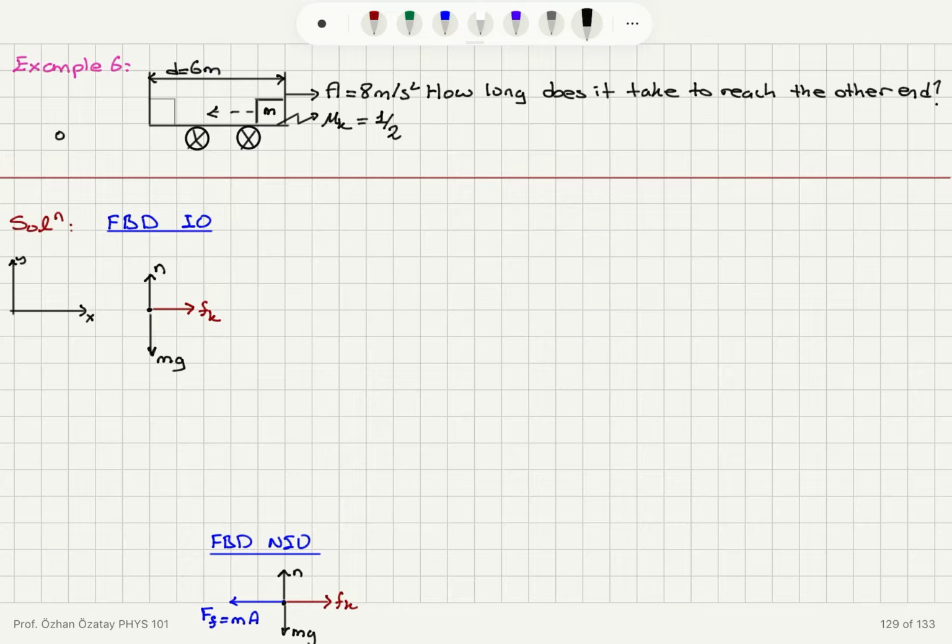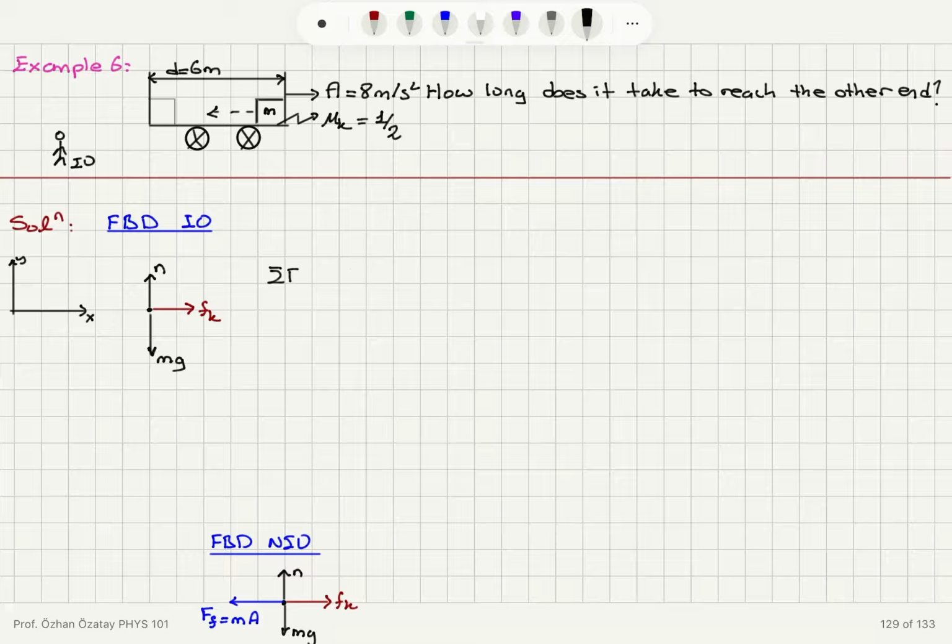This is my inertial observer outside, Earth observer, watching the car and the object. So this observer notices that there is a normal force acting on this object because there's a contact between the floor of the car and this object. There is mg, the weight. Because this object is moving to the left, there must be kinetic friction pointing to the right. And those are only three real forces acting on this object.